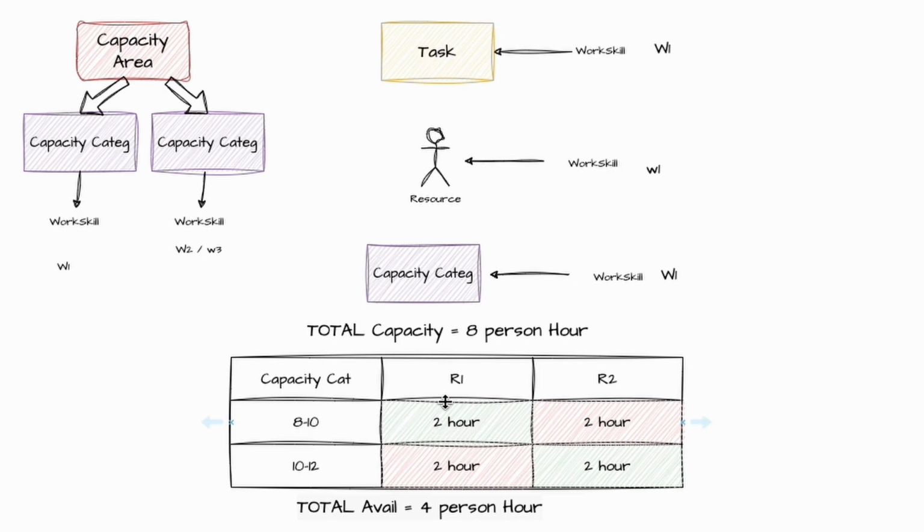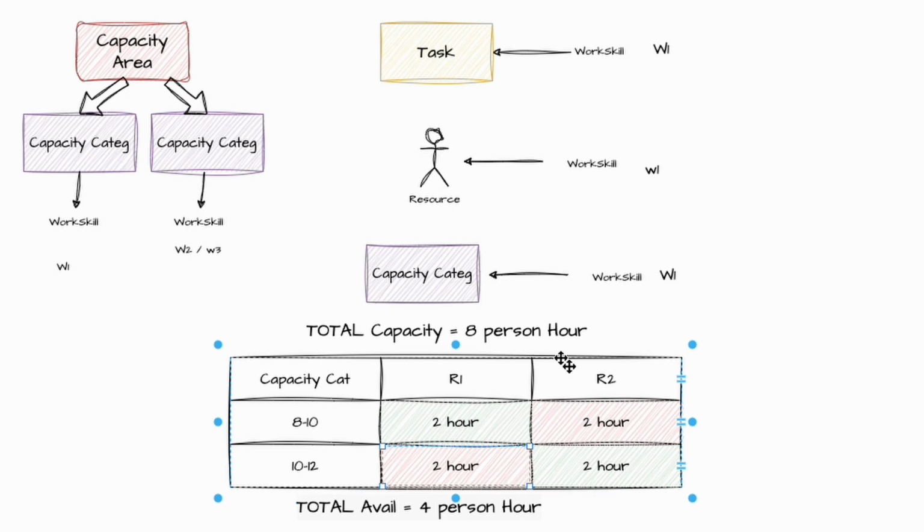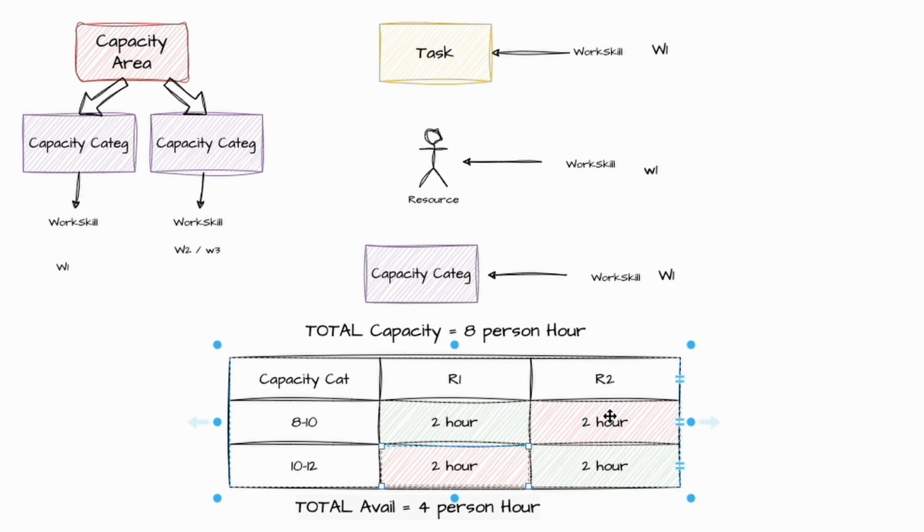Here you can see resource R2 already has a task assigned for 2 hours, and R1 has a task between 10 and 12, also 2 hours. So the total capacity is 8 person hours, but the available capacity is now only 4 person hours because the rest has already been consumed by tasks. The capacity category shows the current status of available capacity, and when a task is assigned, it consumes the available capacity.